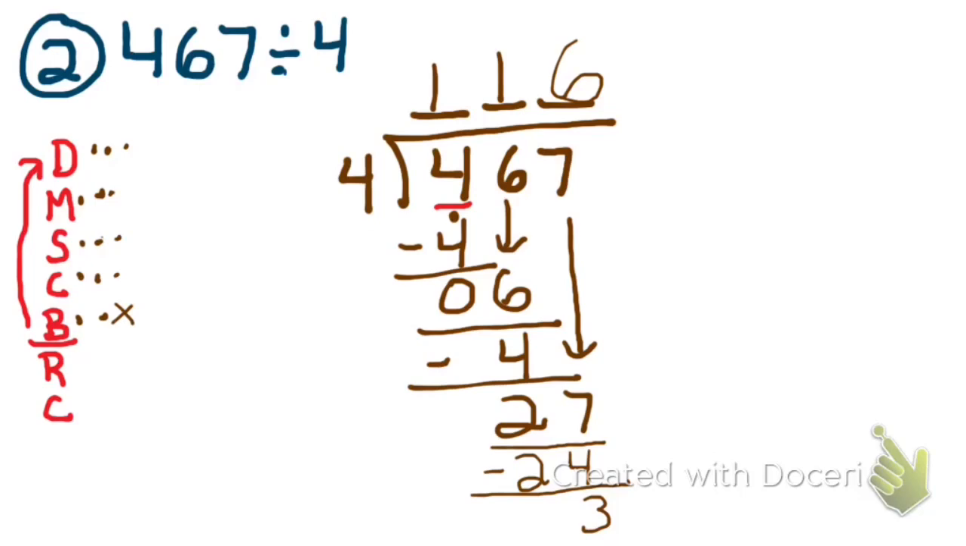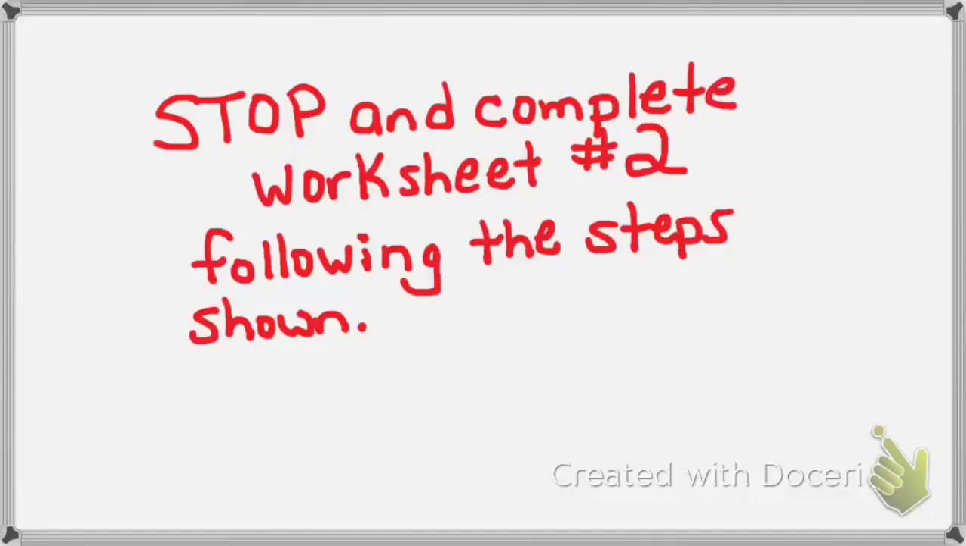My next step is remainder. Is there a remainder? Yes, there is. So the remainder is 3. I write it by my answer and dot it off after I've done that. I'm up to the C for circle. I circle my final answer, which includes my whole number and my remainder within that circle. I dot it off, and once I dot off the C, I am done.